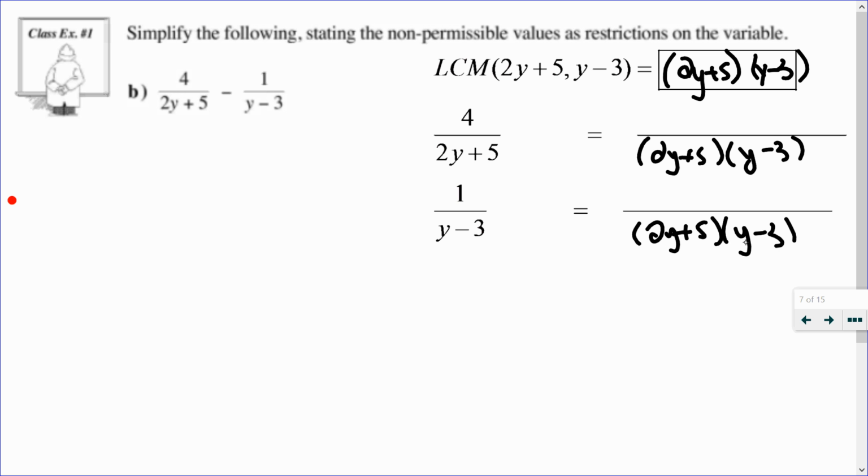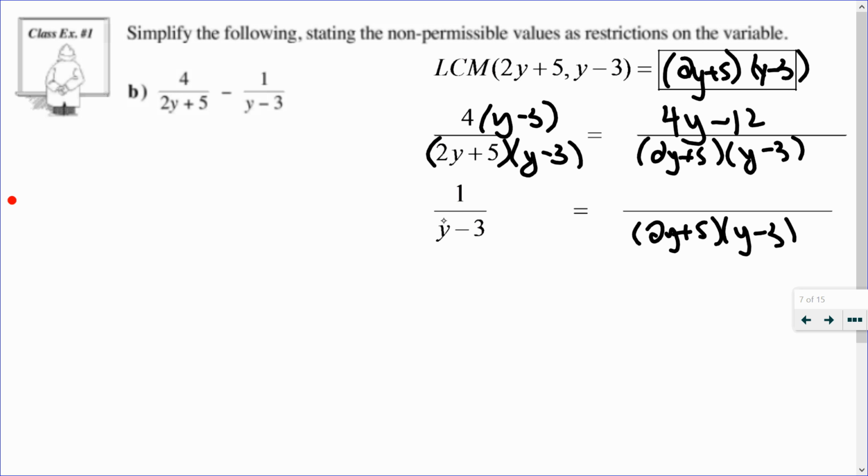Okay, so I just look at the denominator. So 2y plus 5, I'm missing a factor of y minus 3. So to make it equivalent, I would multiply by y minus 3. And to be fair, I multiply the numerator by y minus 3 as well. Apply the distributive property to get your new numerator.